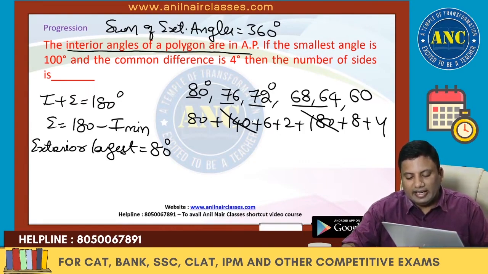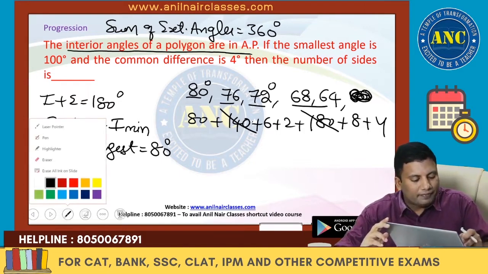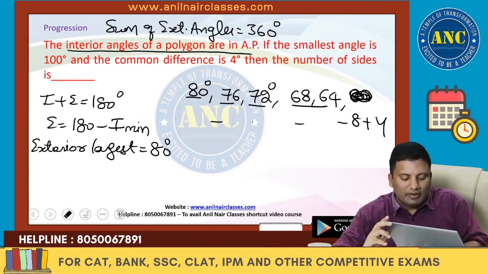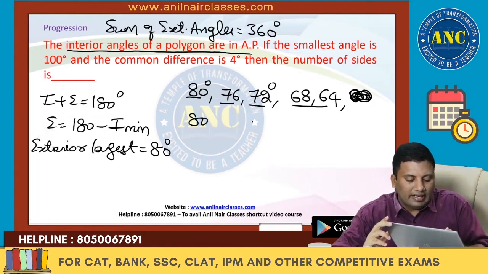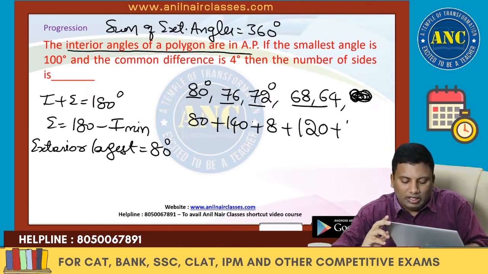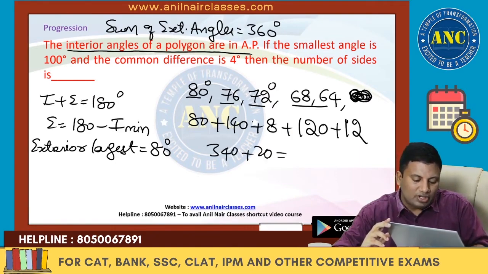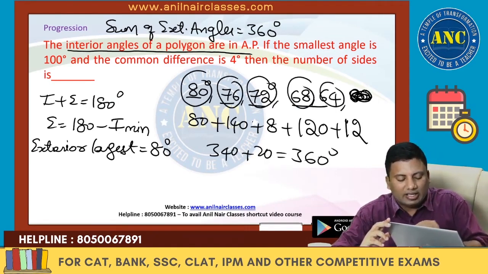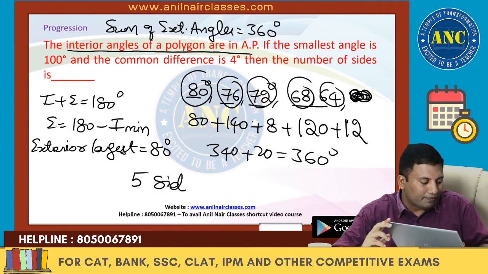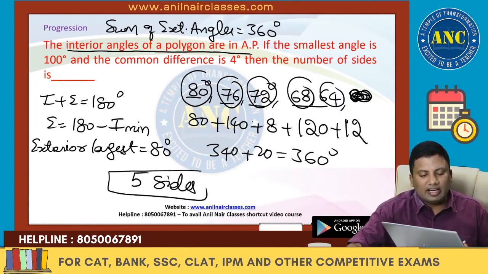It is exceeding, so I will remove this 60. This is how you should solve it: if the sum is greater than 360, remove that next value. 80 plus 140 plus 8, next it is 120 plus 12, these 340 plus 20, which is 360. So how many exterior angles did I get? 5 exterior angles. So totally 5 sides will be there.